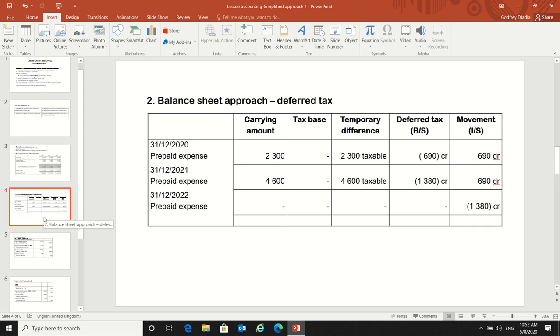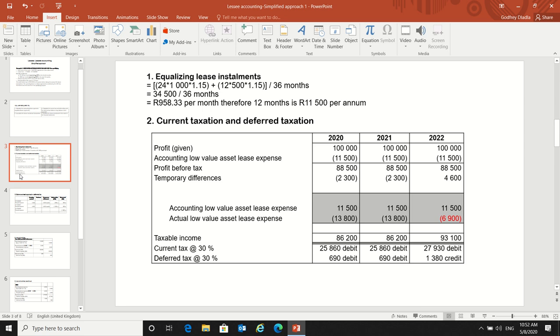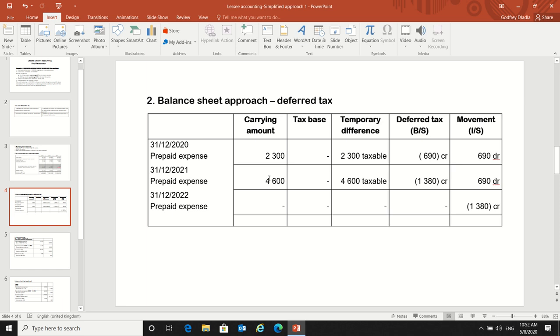Right, come the last year, your standard is 11,500, but your actual is 6.9. Now here you've underpaid by 4,006. That is the reason why you see by 2021 your prepayment is 4.6, but when you reverse it, it takes you to 0, and then the reversal, as the movement, is when you are cancelling the closing balance from last year.